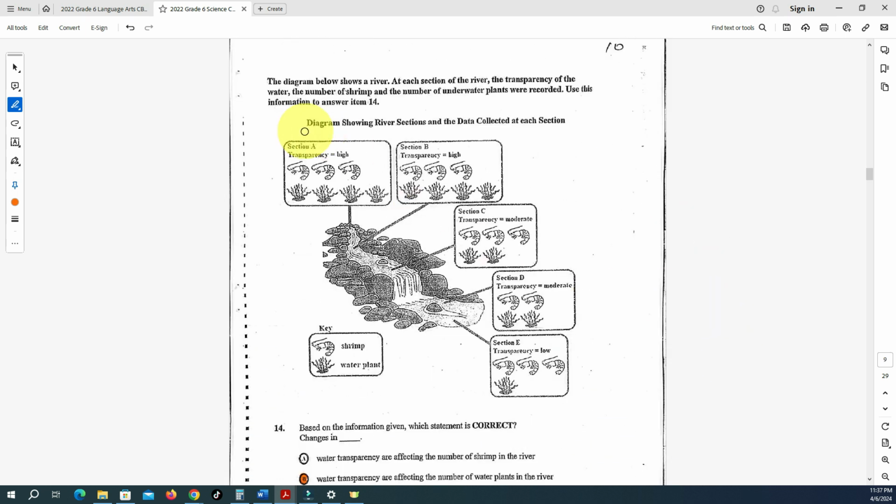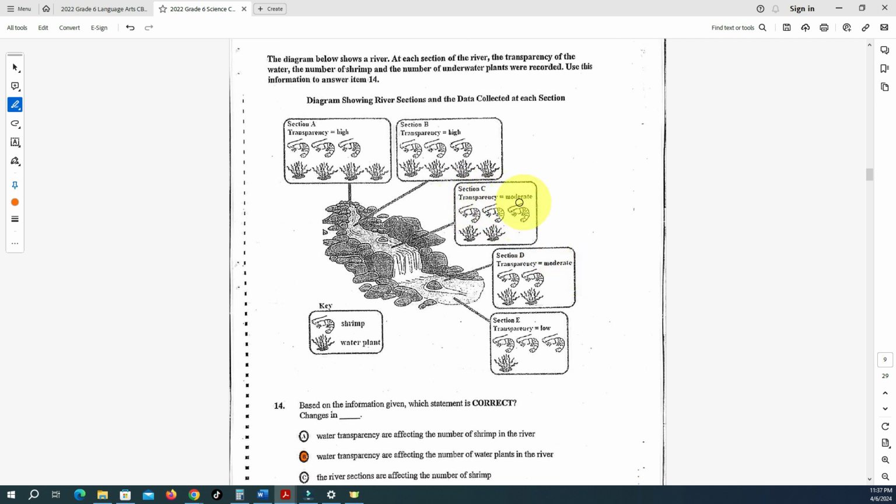What would you choose? The diagram below shows a river. At each section of the river, the transparency of the water, the number of shrimp, and the number of underwater plants were recorded. Use this information to answer item 14. So here's a diagram showing river sections and the data collected at each section. So here's section 1. It shows that, first of all, transparency is high. 3 shrimp, 4 plants. Still high, 3 shrimp, 4 plants. Section C, transparency gets moderate.